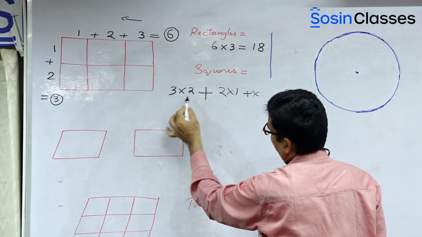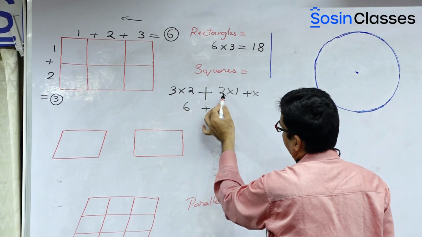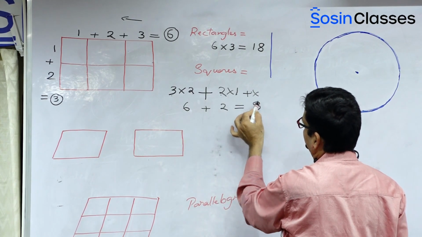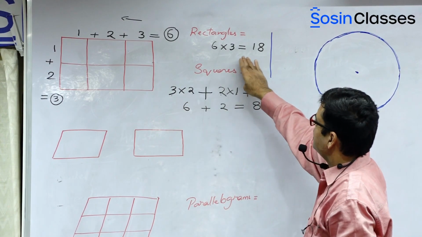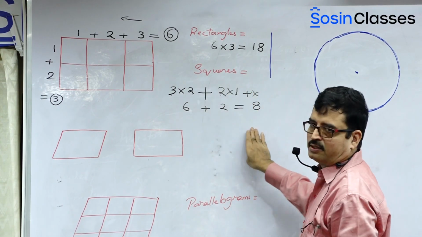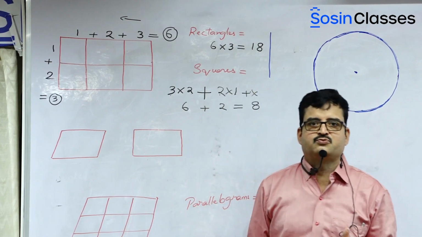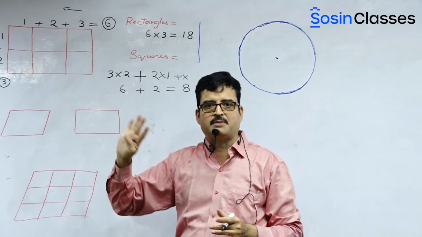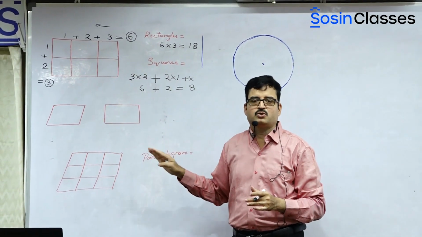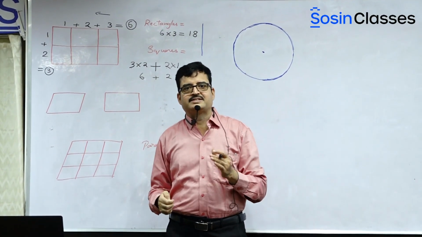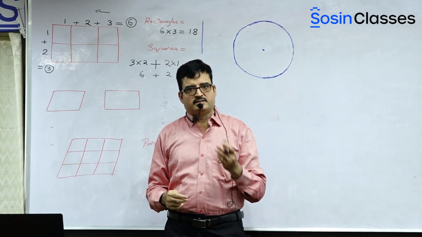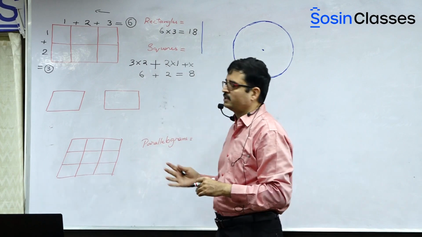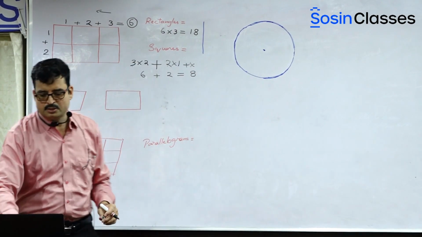So 3 into 2 is equal to 6. 2 into 1 is equal to 2. 6 plus 2 is equal to 8. In that way, please note, rectangles are 18, whereas squares are 8. So the logic that we discussed with respect to the square grid, the same logic applies here. Am I clear? This is a very important thing because, as I've told you, a question was asked in the 2017 CSAT. In the same way, last year also a question was asked on this. Now let us discuss the questions.